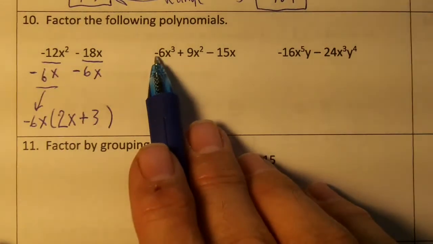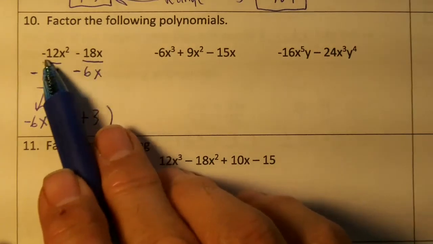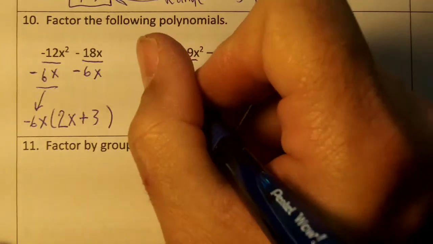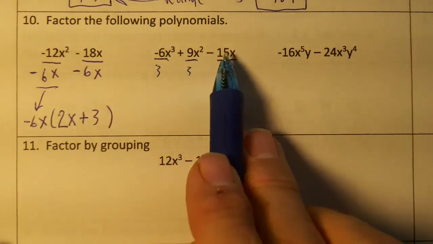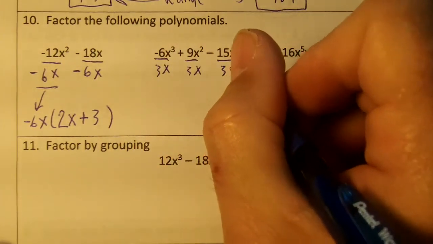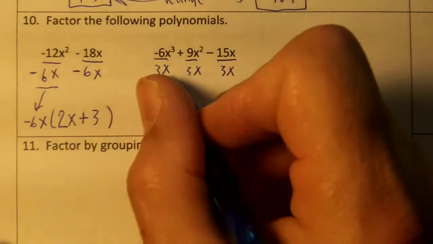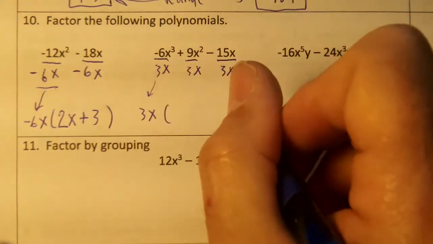Okay, on this problem here, a negative, a positive, a negative. I can't take out a negative like I can over here. I can divide every term by 3. And they all have x's, don't they? So I could take an x out. Okay, now then, I'm going to take this 3x, put it right here, and start a parentheses.